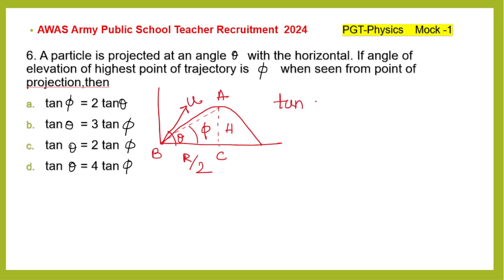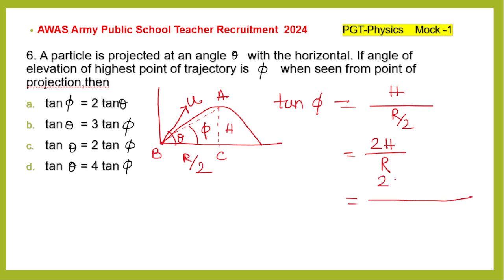From this triangle we can write tan phi is equal to h by R by 2, that is 2h by R. Put this value, that is 2 into h, which is u square sin square theta by 2g, and R, which denotes the range of this motion, that is u square sin 2 theta by g.